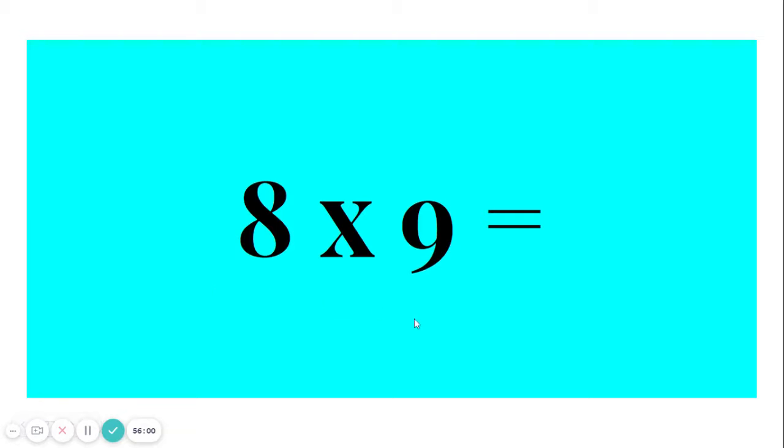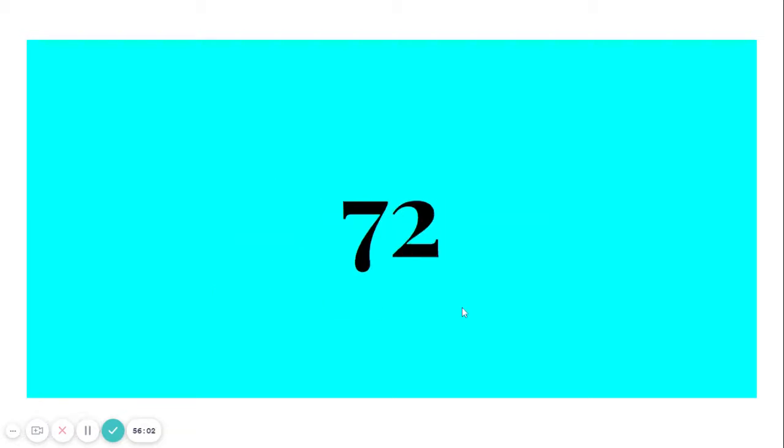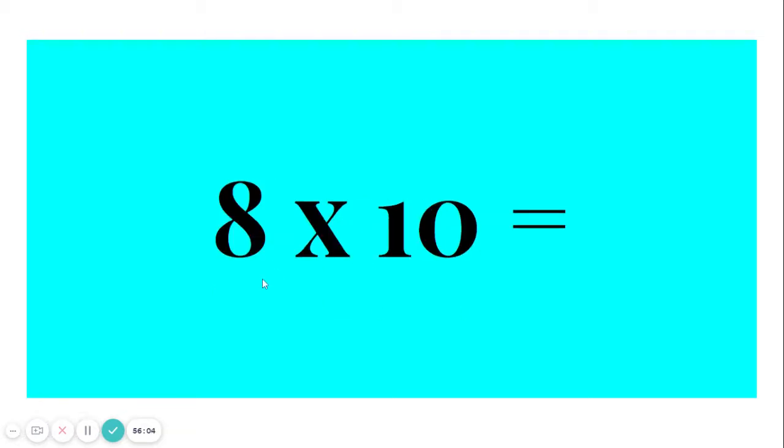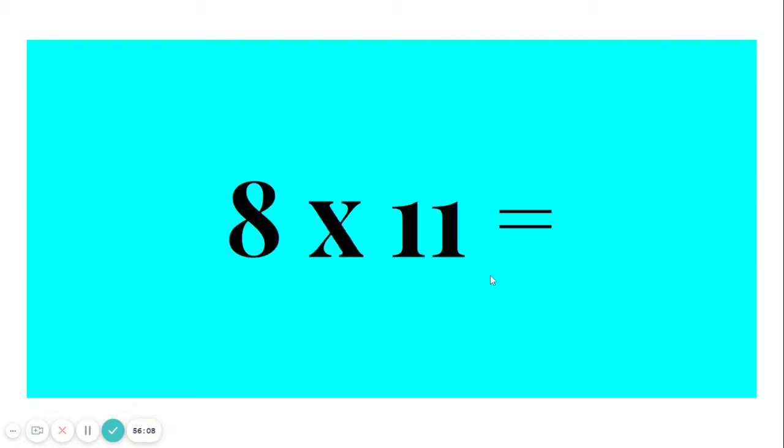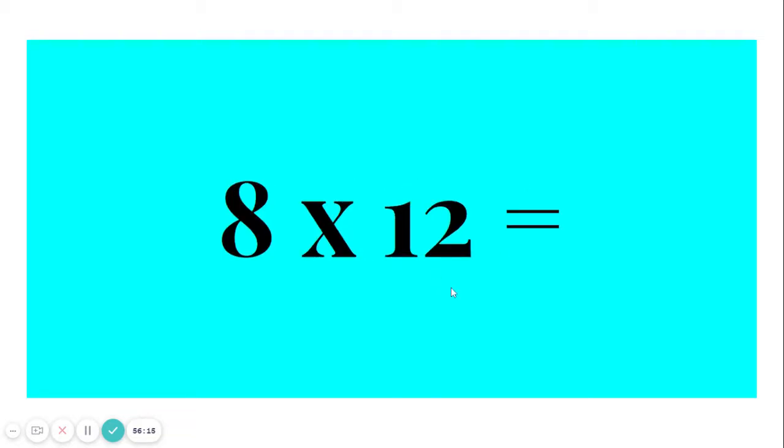7 on the left, 2 on the right, 72. 8 times 10, 80. 8 times 11, write it twice, 88. 8 times 12, bust it apart, a 10 and a 2. 8 times 10 is 80. 8 times 2 is 16. 80 plus 16 is 96.